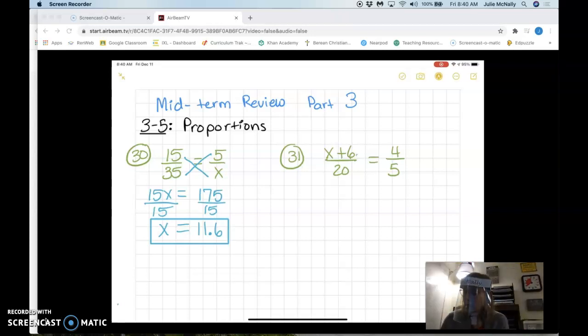All right, so this one has an extra step in it, so you've got to be careful. You've got to do this on paper. Hold on a second. All right, so this looks like 5 times x plus 6. So you have to use parentheses because that 5 is going on all of that x plus 6.